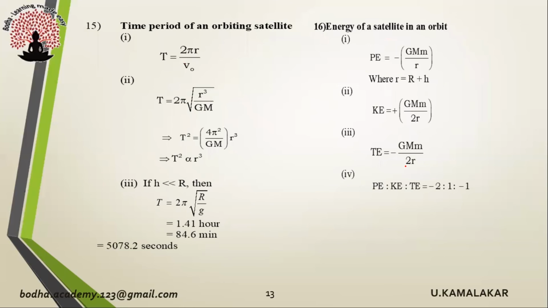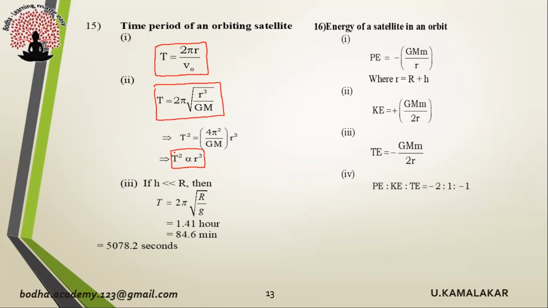Time period of an orbiting satellite. It is given as time period is equal to distance by speed, that is T is equal to 2 pi r by V0. It's also given as T is equal to 2 pi into under root small r cube by capital G capital M. From this relation we get T square is proportional to r cube.